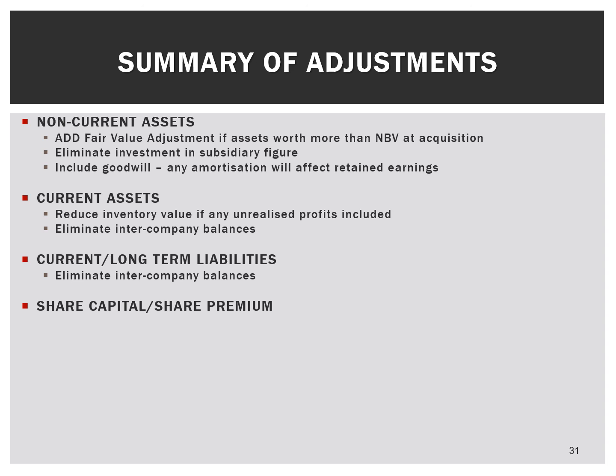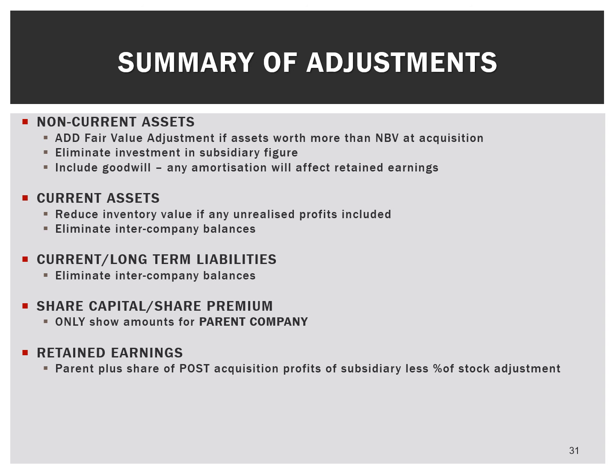And then in the equity section, share capital and share premium, do remember it's just the parent company's share capital and share premium figures that get carried across. Retained earnings will be the parent company's retained earnings figure from their statement, plus a share of the post-acquisition profits minus any stock adjustment or goodwill write-down.